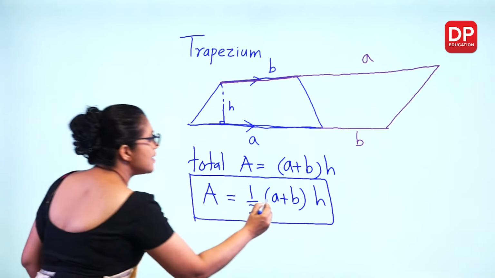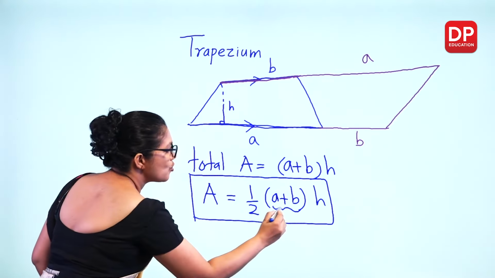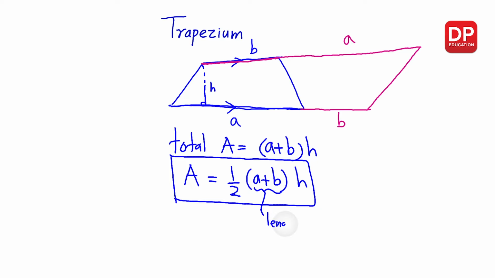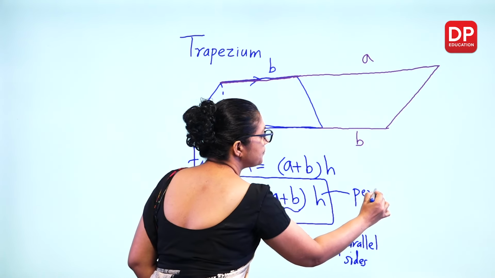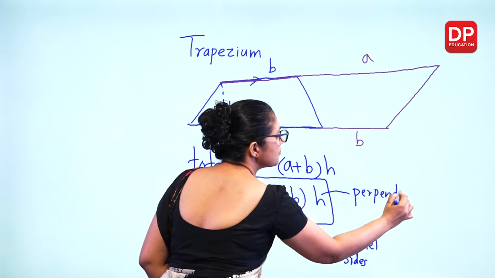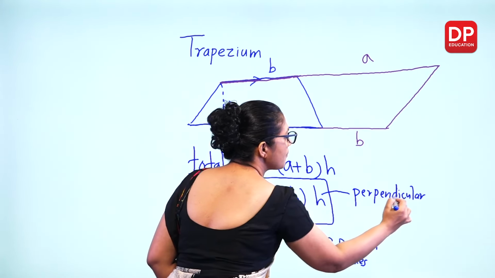So here you need to remember these two are the lengths of parallel sides. And what is h? Perpendicular height.